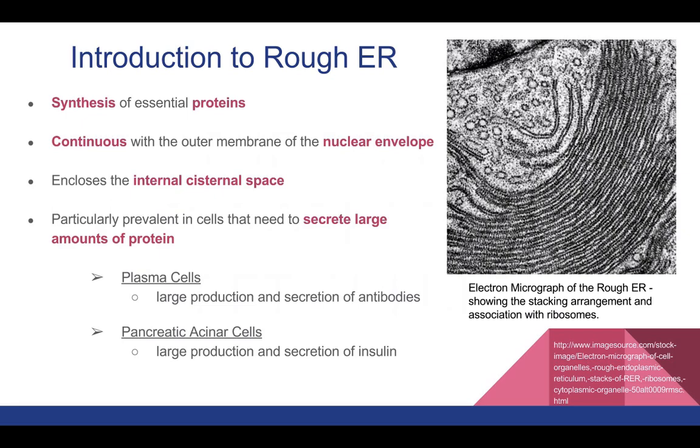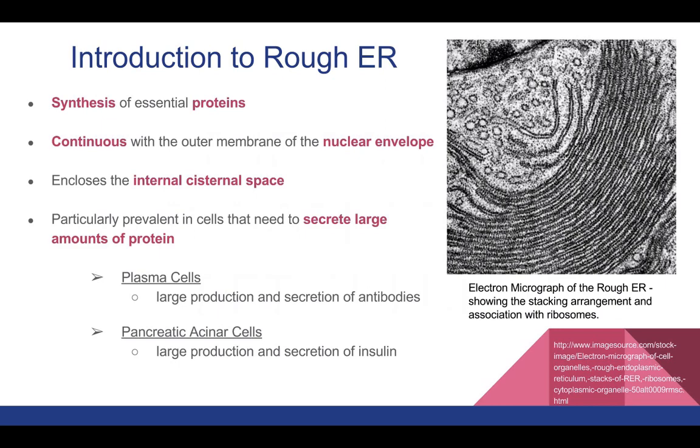The rough endoplasmic reticulum is the site of synthesis of essential proteins of the body, and so is seen in almost all eukaryotic cells. The membrane is continuous with the outer membrane of the nuclear envelope, which encloses the internal cisternal space or lumen.